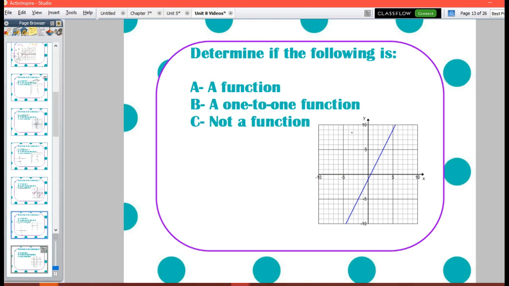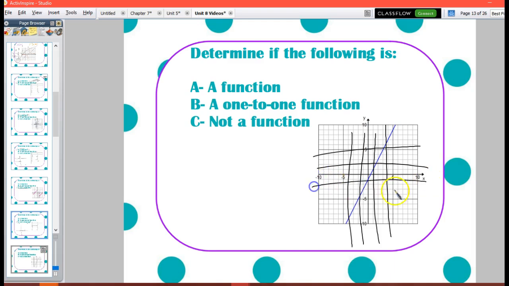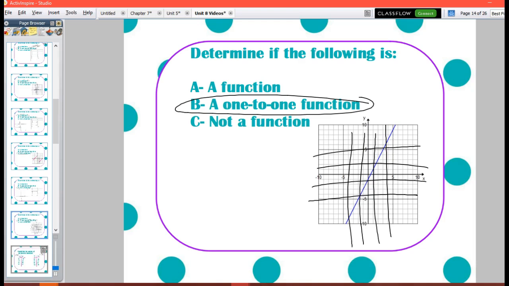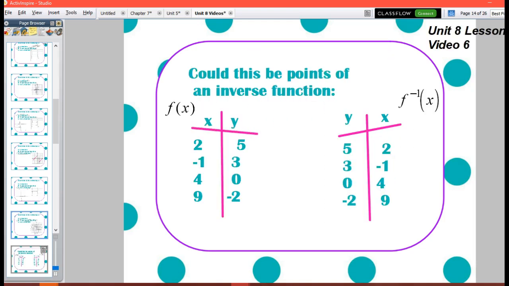Here we have a graph. If I do any kind of vertical line test, we're good, or any kind of horizontal line test, we're good. It never crosses any of them twice, so we say it's one-to-one. It would have an inverse. And that's the end of the video.